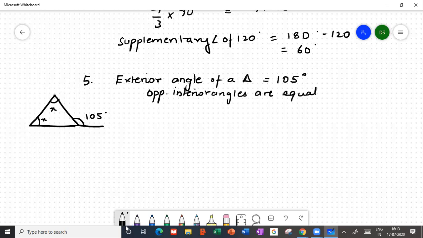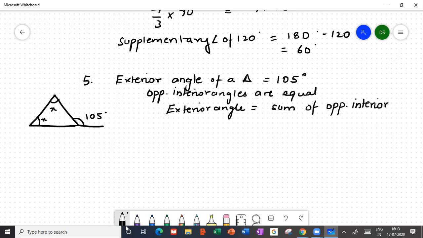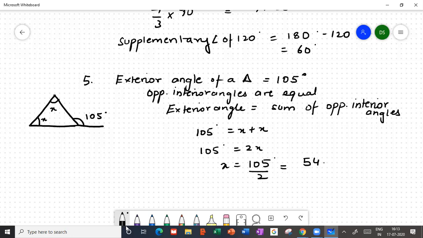So what do we know? We know that the exterior angle is equal to the sum of the opposite interior angles, isn't it? So 105 is equal to x plus x, or 105 is equal to 2x. We just solve it. x is equal to 105 by 2. This will be 54 point something. No, ma'am, it's 52.5. Correct, 52.5. Okay, so you got how to do this.